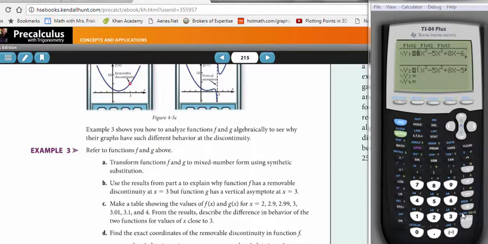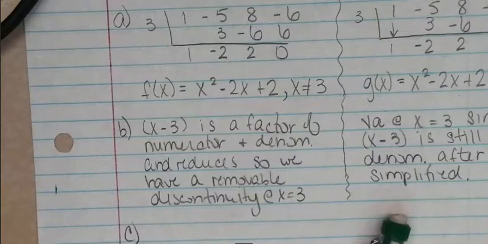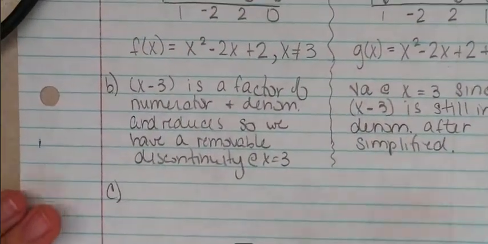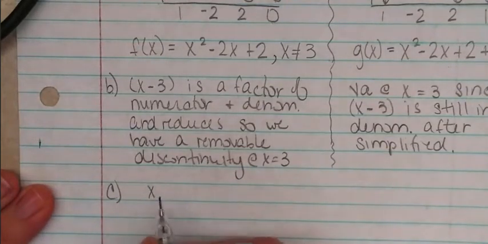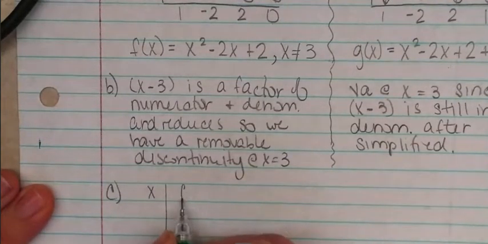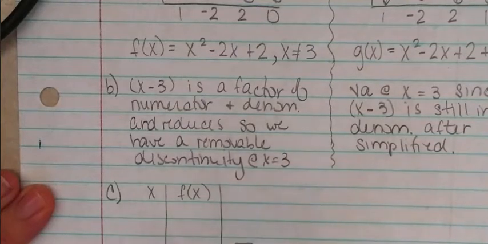All right, C is asking us to make a table showing the values of f of x and g of x for all of these different inputs. And from the results, we'll describe the difference in behavior of the two functions for values of x close to 3. So we care about what's happening at 3 because we've got some discontinuities at 3. All right, so let's see. The values that I cared about, I'm just going to make an input-output table. I'll have f of x as one of my outputs, and then I'll have g of x as another output.